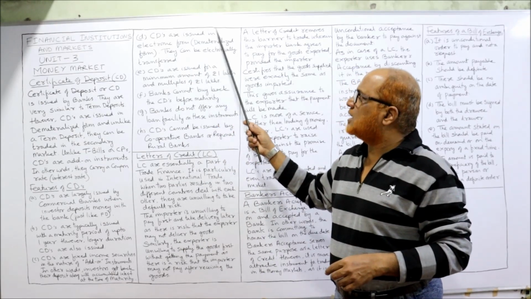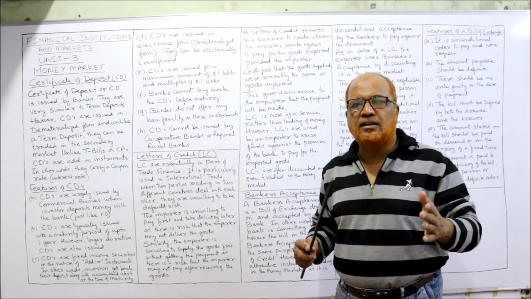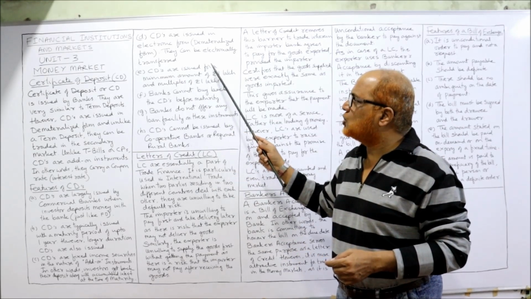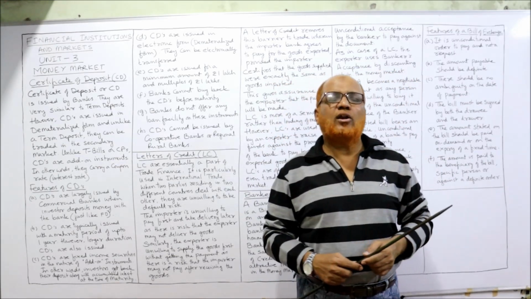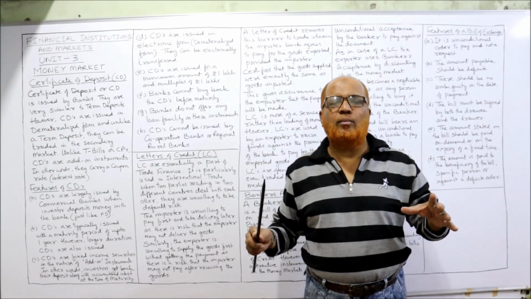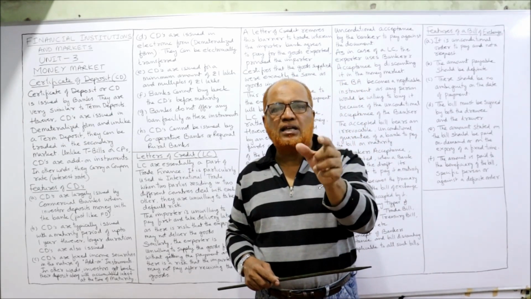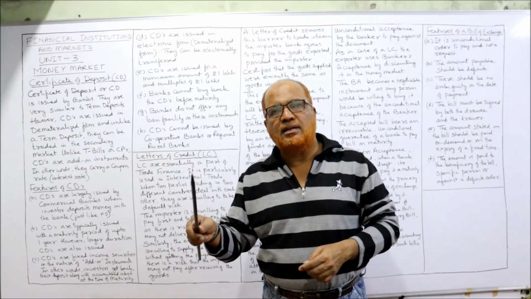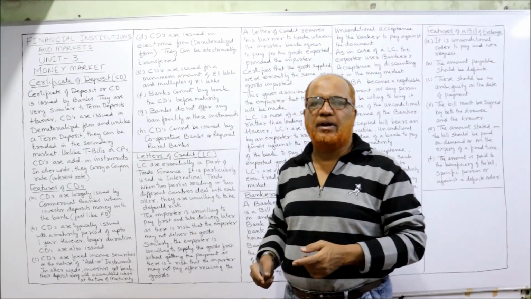Next one is, CDs are issued in electronic form, that is dematerialized form, unlike the term deposits which are not in dematerialized form. Then CDs are issued for a minimum amount of 1 lakh, the denomination. You cannot make the CD in any denomination, the denominations are fixed. The CDs can be made either 1 lakh or multiples of 1 lakh. 1 lakh, 2 lakh, 3 lakh, 4 lakh, like that, in multiples of 1 lakh, CDs can be made.